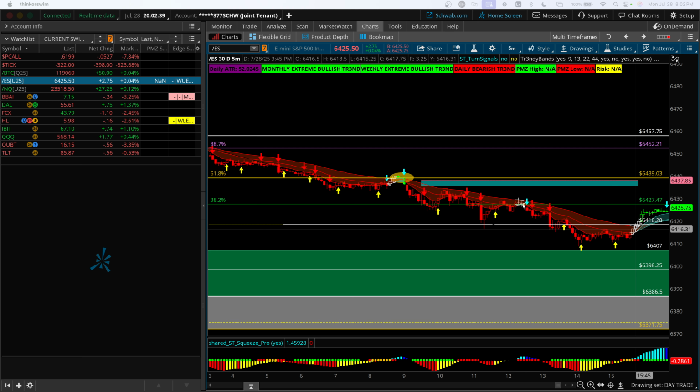Now, we did have a rally into the close, and oftentimes, if you rally into the close, you could see some follow through the next day. So, I will be watching for that. And of course, where the PMZ lines up will determine my bias to the upside or downside.